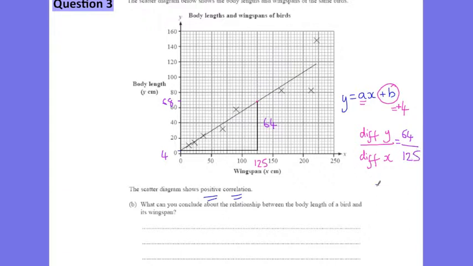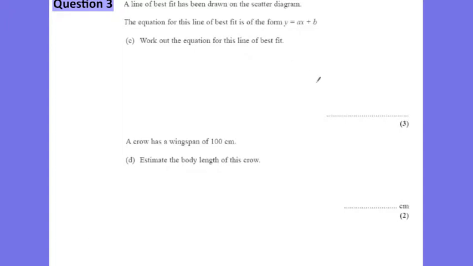Dividing these two values, we get the answer of 0.51. This is the gradient that belongs here as the coefficient of x. So when asked to write down our equation, we have y equals 0.51x, add 4.